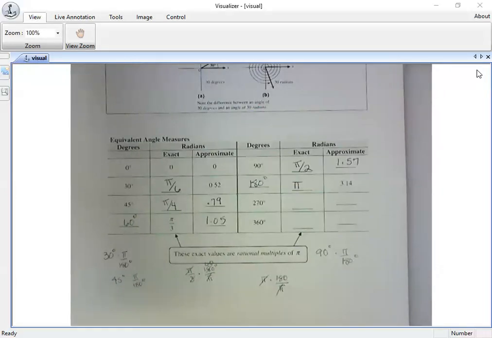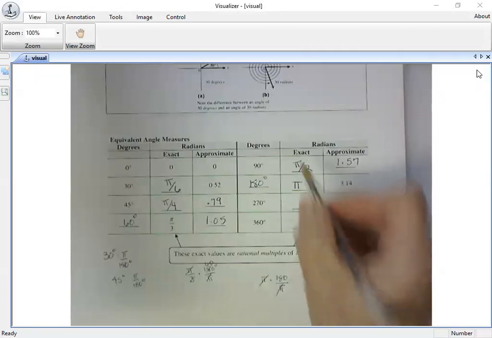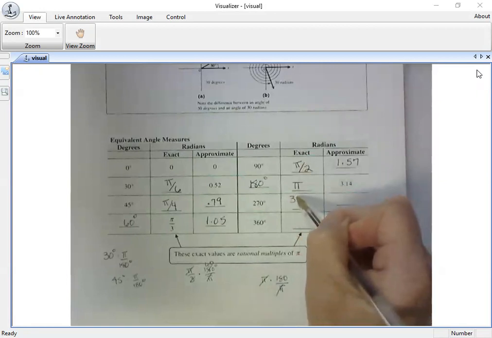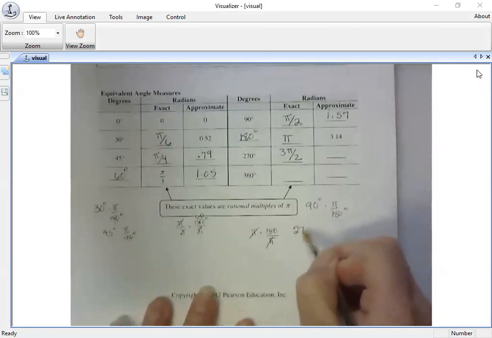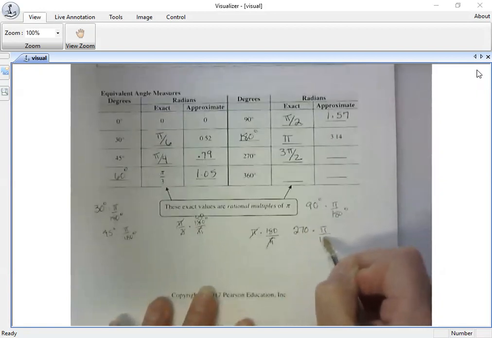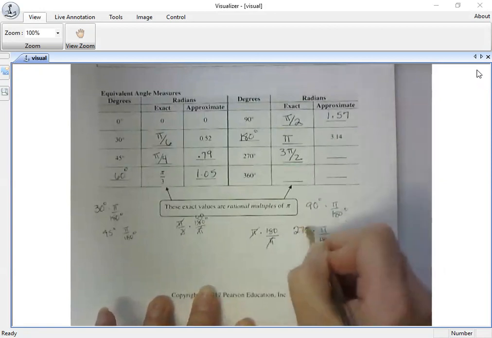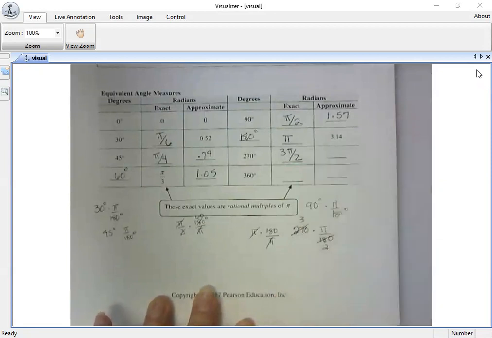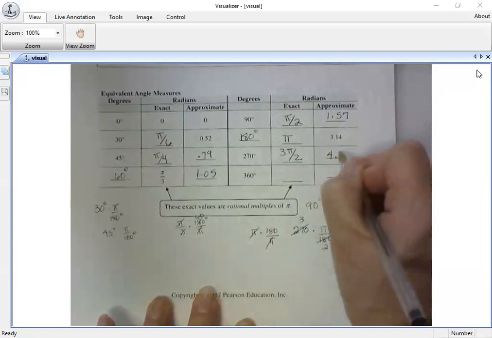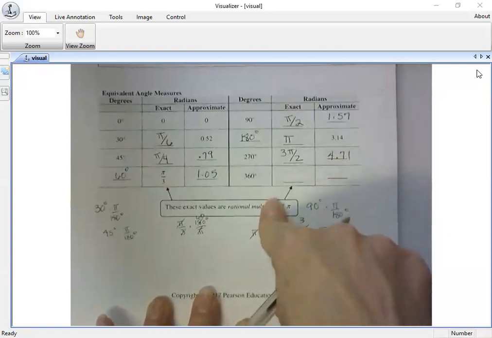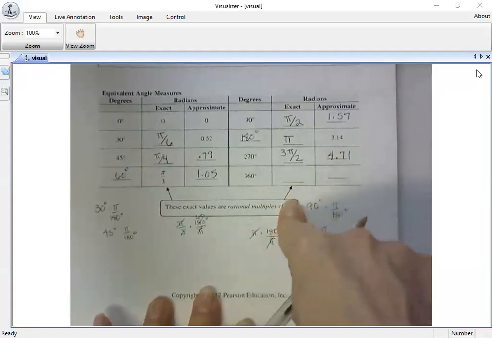Okay, so what was 270 when you put it in radians? Isn't it 3 pi over 2? Because if we take 270 times pi over 180, then I know 90 goes into 180 two times, 90 goes into 270 three times. And that's how we get 3 pi over 2, which is approximately 4.71.